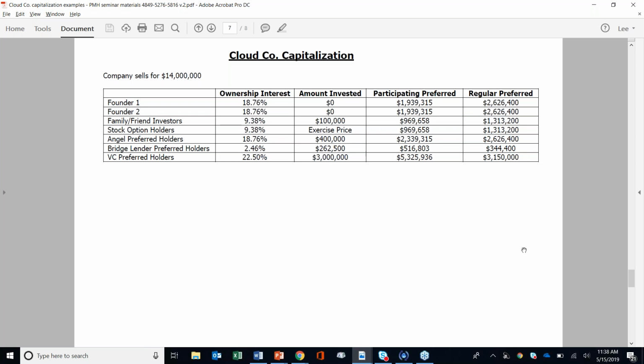So the difference is the way participating preferred works: if the company sells for a lot of money, then the participating feature doesn't really have much of an impact on what everybody receives. And that is what we're going to cover next.